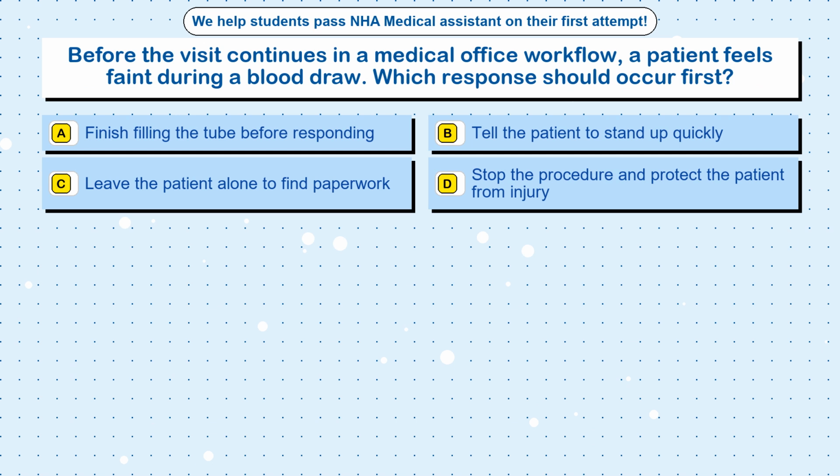Question 28. Before the visit continues in a medical office workflow, a patient feels faint during a blood draw. Which response should occur first? Option A, finish filling the tube before responding. Option B, tell the patient to stand up quickly. Option C, leave the patient alone to find paperwork. Option D, stop the procedure and protect the patient from injury.